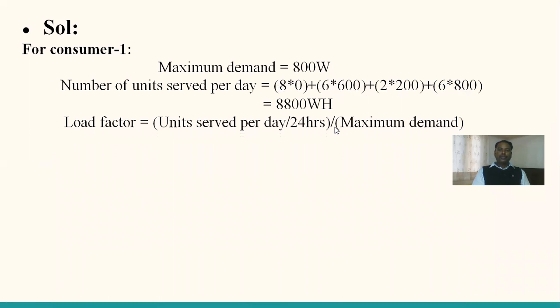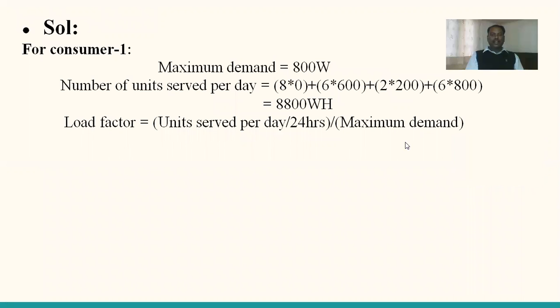So therefore, the load factor is defined as units served. Actually, load factor is average load by maximum load. Average load can also be written as units served by the time. Yes, so units served per day, in the sense 24 hours, divided by maximum demand. Which is equal to 8800 watt hours divided by 24 hours, divided by 800. So the load factor is 0.45.